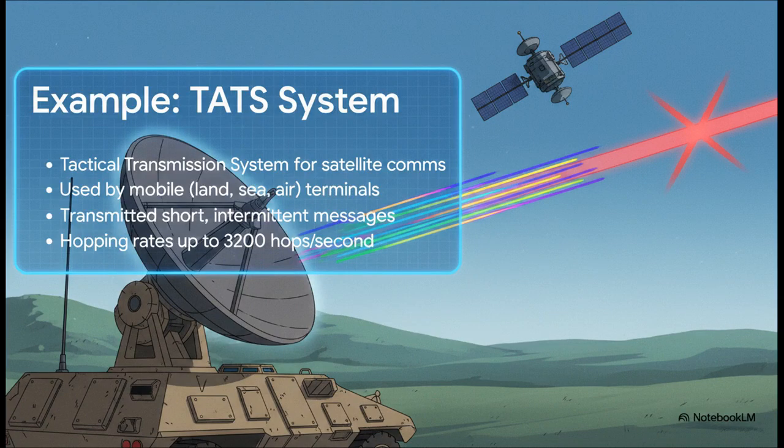And this is absolutely a proven technology. The source material points to an awesome early example, the Tactical Transmission System, or TETS. It was built for military satellite communications, where reliability and security are everything. By hopping between frequencies up to 3,200 times a second, think about that for a second, it created a signal that was incredibly tough to jam and really, really hard to intercept.